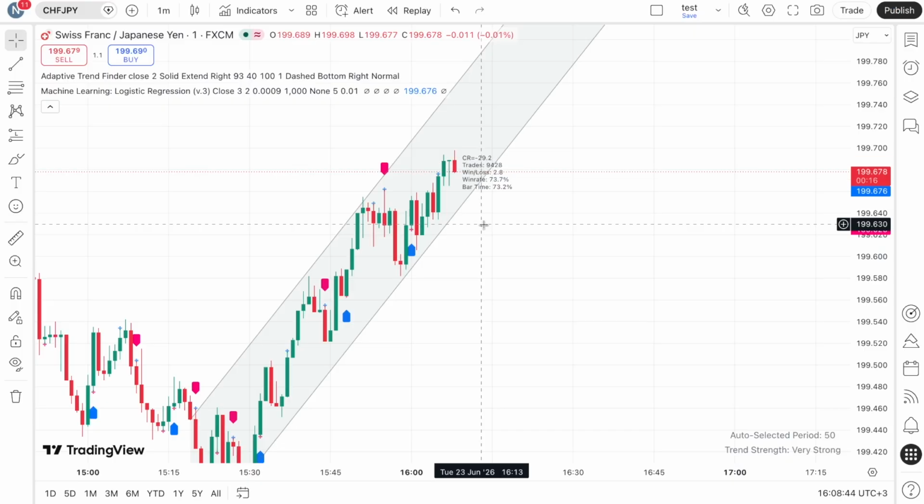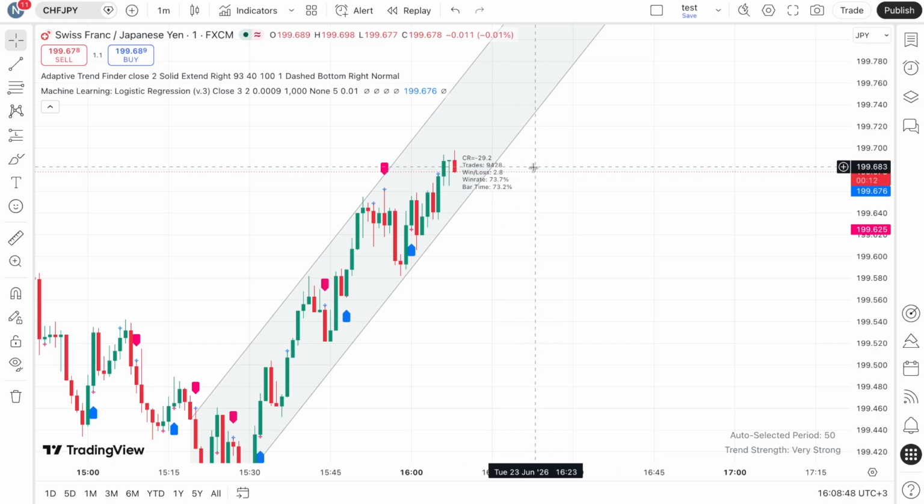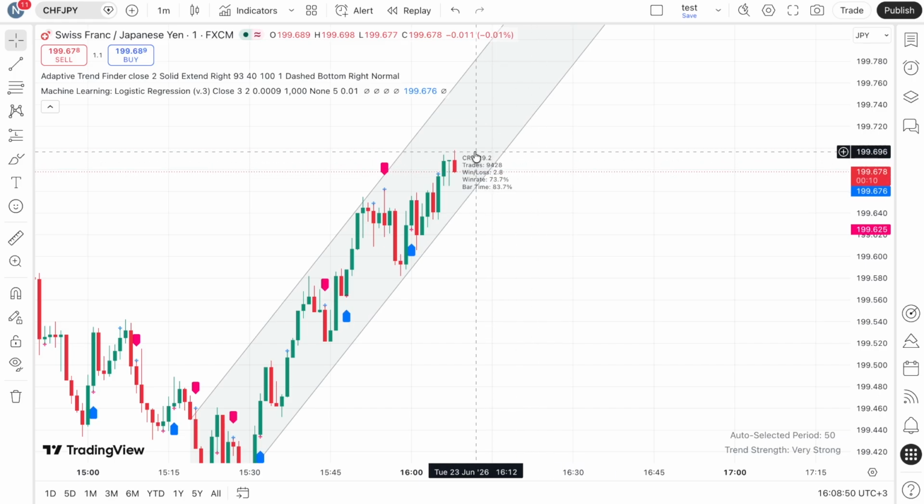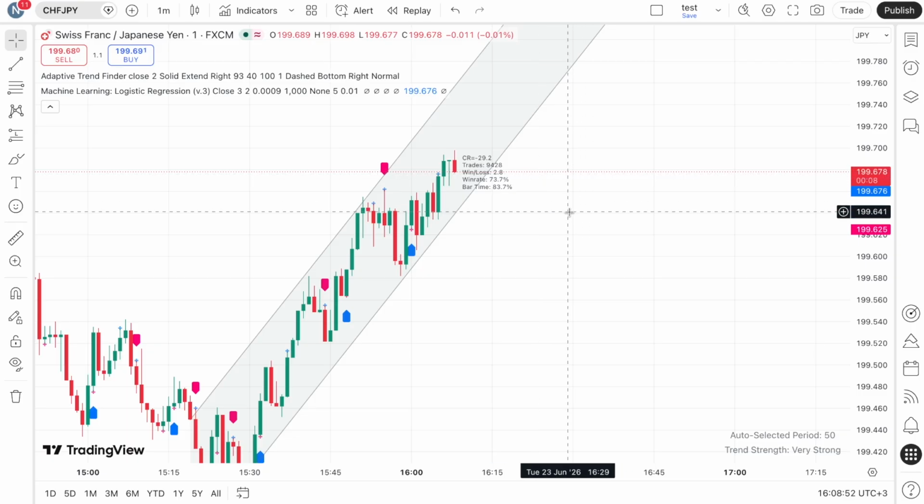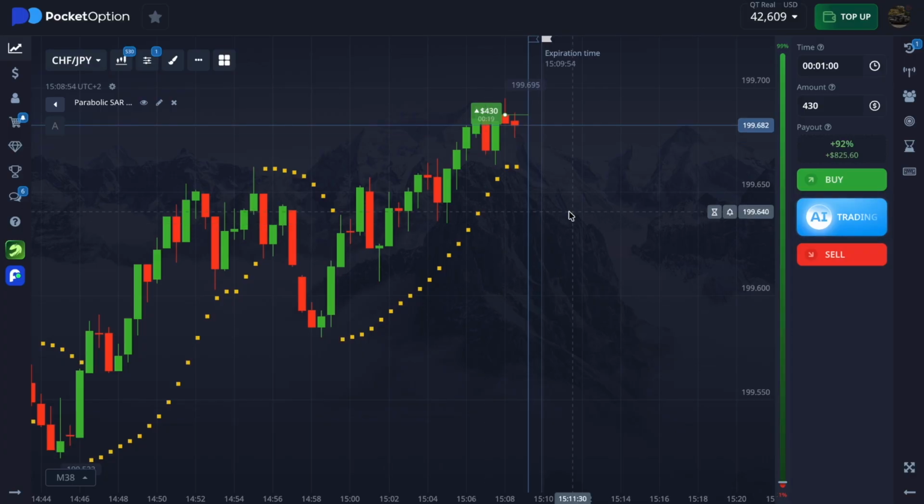I'll repeat myself. If I'm watching the chart and see that a new signal has appeared, then in that case, I don't compare anything extra with additional indicators. I just enter the trade on the fresh signal. I entered the trade with $430.